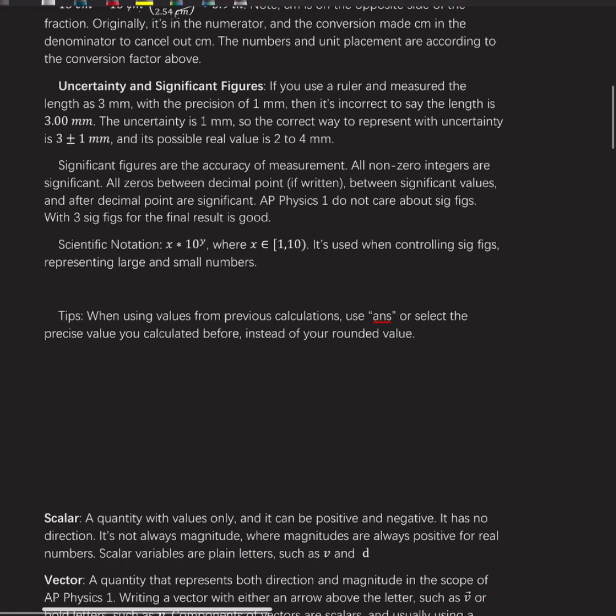And here's a tip. When you're using values from a previous calculation, use the ANS button or select the precise value you calculated before. Do not use your rounded value. It will create errors in your final result. Round only for your final result.